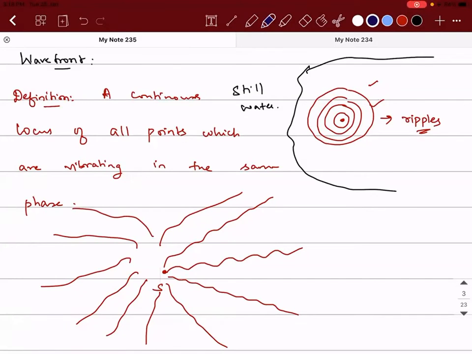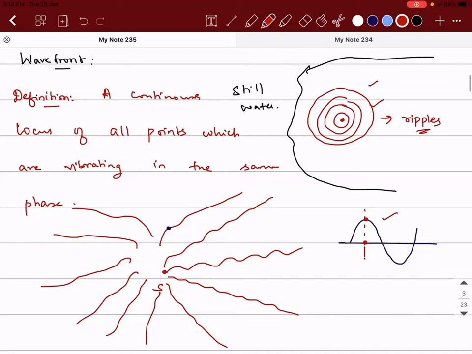The definition says it is a continuous locus of all points which are vibrating in the same phase. What is the meaning of it? Let me explain what this phase is. If I take a wave like this, phase is nothing but the angle. At this particular angle, it has a particular value associated, like you saw in the electromagnetic wave and in the alternating currents chapter. Similarly, here also phase means angle. For that particular angle, we understand how much is the particle's displacement.